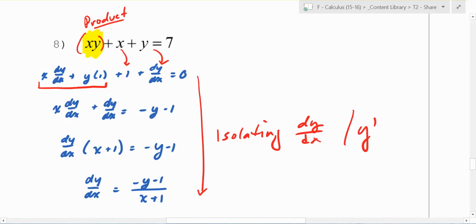And is it okay now to have y in your derivative? Yeah, because it's implicit now. You can have y in the derivative.